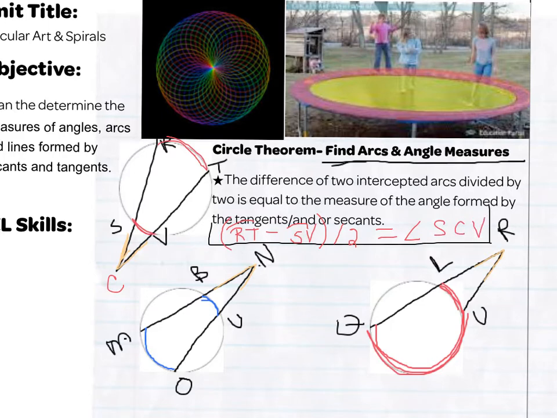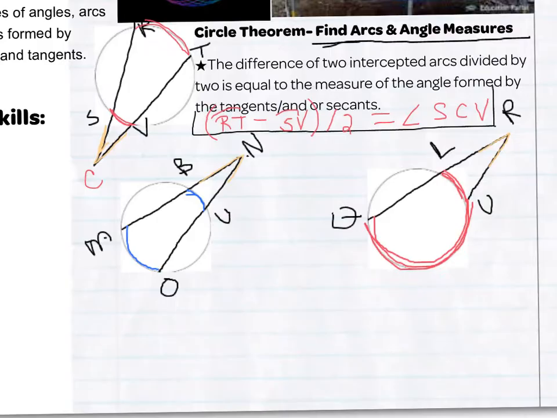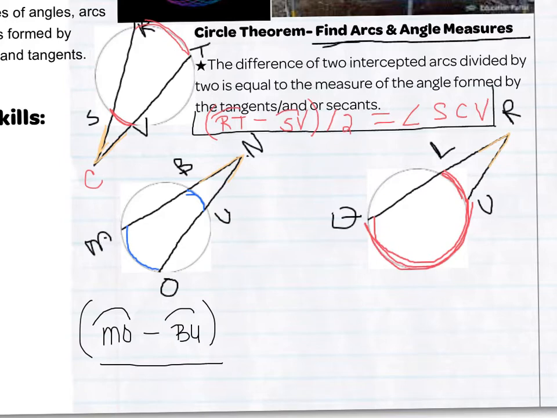So let's do that for the other two examples. This example is very similar to the one we just did. It's two secant lines. So again, we're going to write this out. We're going to look at our major arc, the bigger one. So here's our bigger arc, and here's our smaller intercepted arc. So we'd actually write the measure of arc MO minus the measure of arc BU. All of that, again, divided by 2. So now I'm going to put 2 downstairs so we could cross multiply if we needed to do this. Is going to be equal to angle BNU.